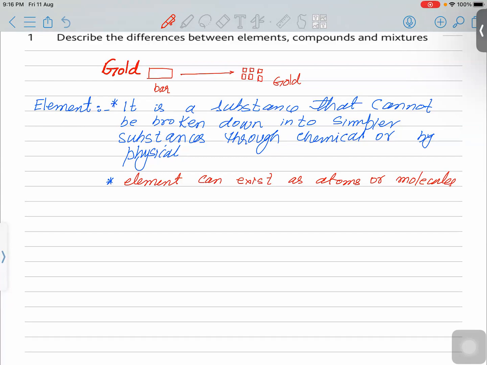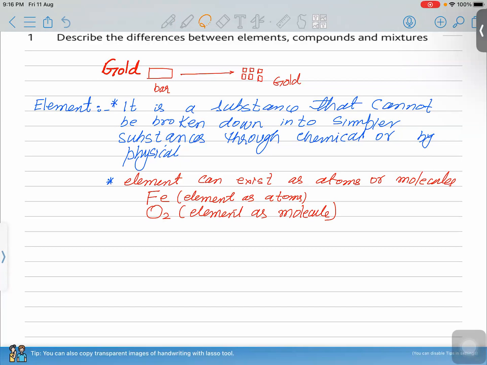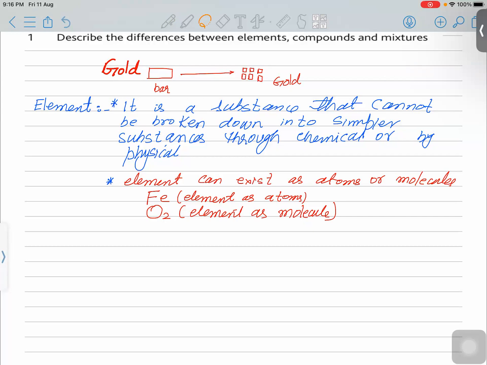For example, iron is an element as an atom. This is oxygen, O2, an element as a molecule. Why molecule? Because in O2 we have two atoms. Atom plus atom is a molecule. Can you give me another example? Sir, CO2. CO2 is not an element. Sir, H2. Very good, H2 is a good example.